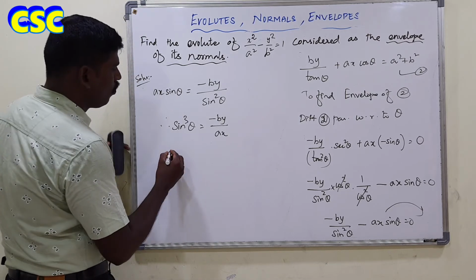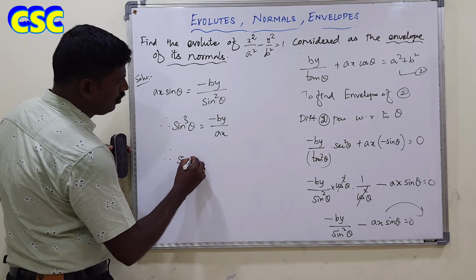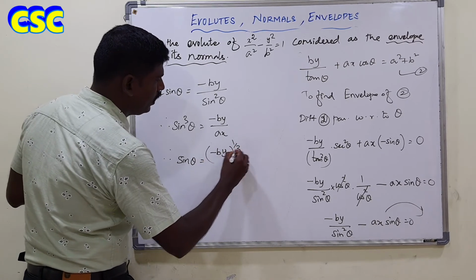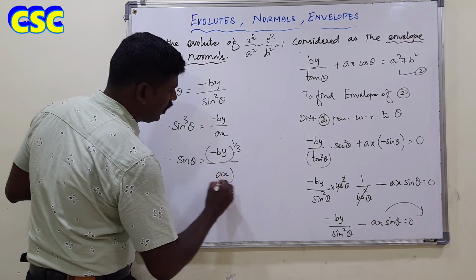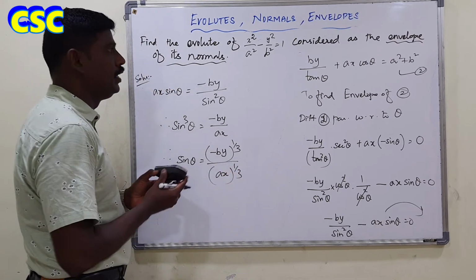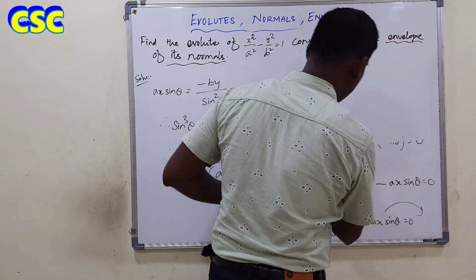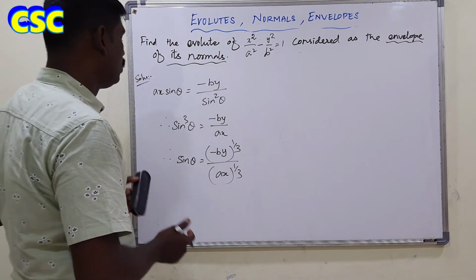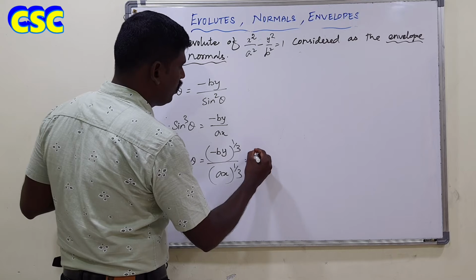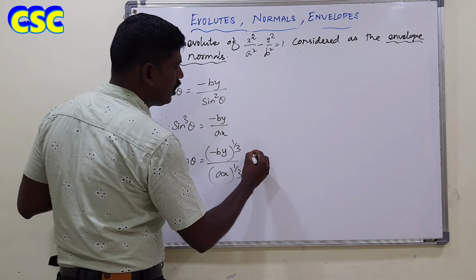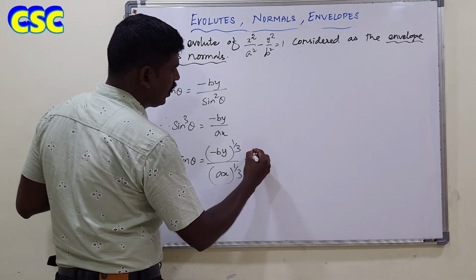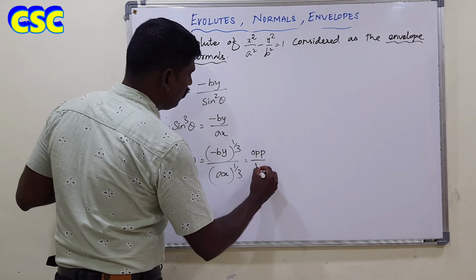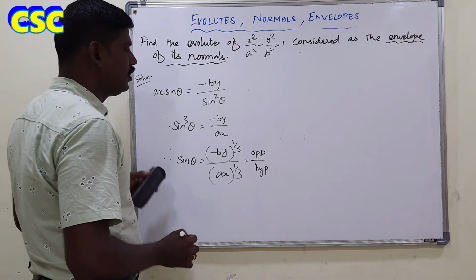Therefore sin theta is equal to minus by to the power 1 by 3 by ax to the power 1 by 3, isn't it? Already we know the basic formula in trigonometry for sin theta: opposite side by hypotenuse.